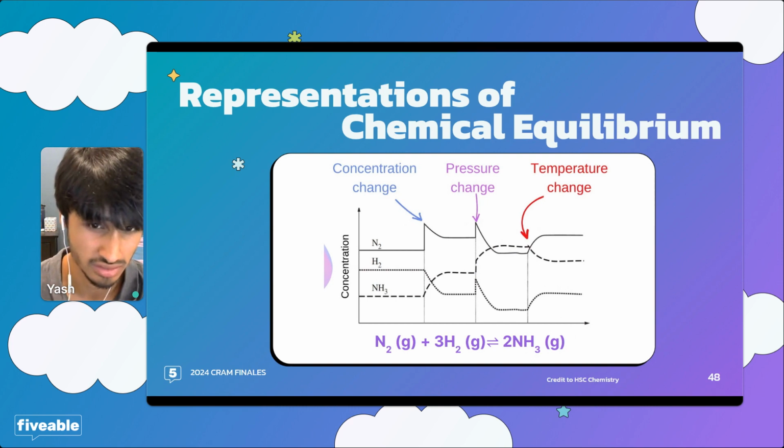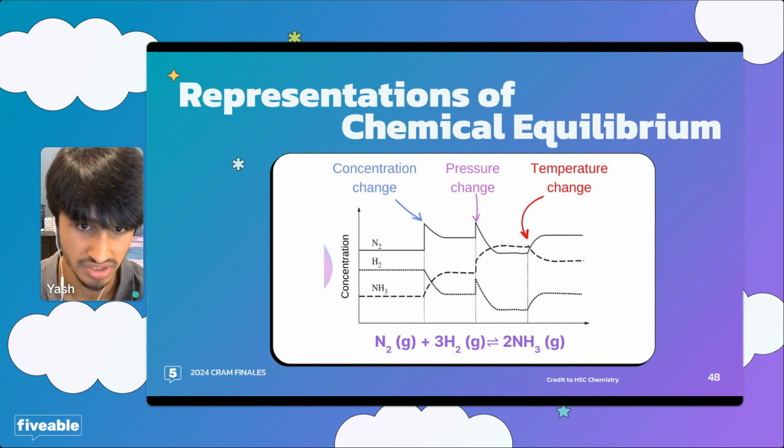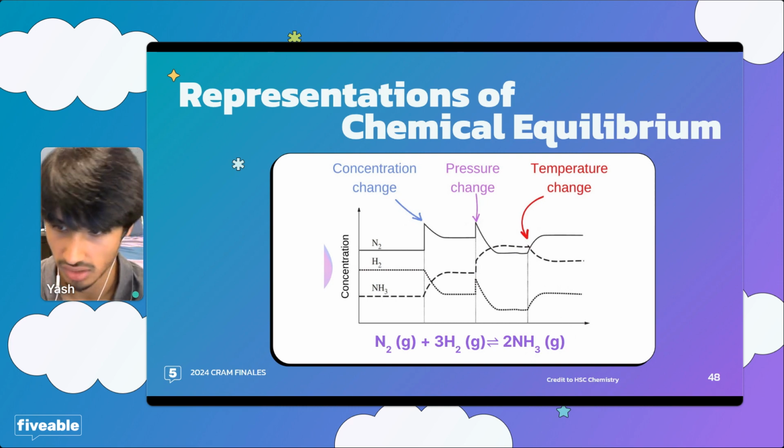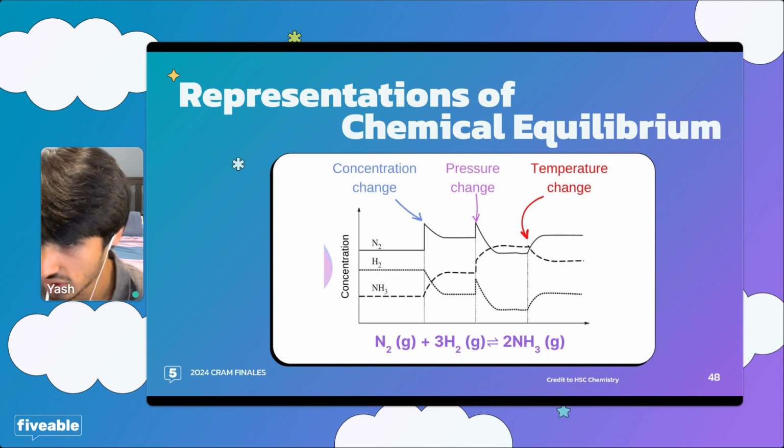Does anyone want me to re-explain a concept here? Because I did not do an amazing job. Okay, wait. If it shifts left, then why does NH3 also increase in exo? Okay, I need someone. Can someone frame a question?